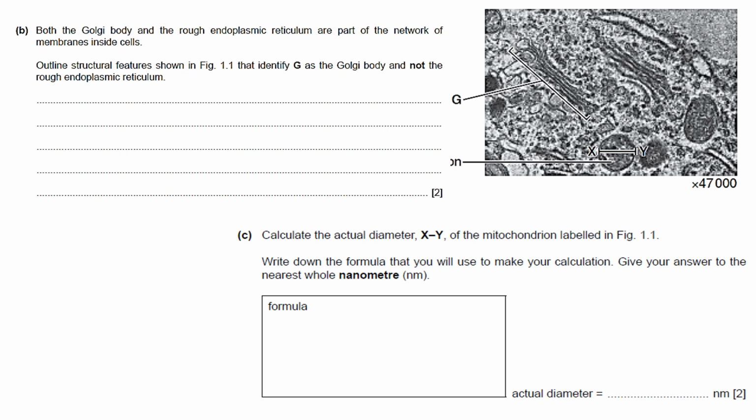Here it says both the Golgi body and the rough endoplasmic reticulum are part of the network of membranes inside the cells. Outline structural features in figure 1.1 that identify G as the Golgi body and not the rough endoplasmic reticulum. When you look here at G, I already said on the previous slide that G was the Golgi body. The difference between the Golgi body and the endoplasmic reticulum is that the Golgi body is not continuous. You have these fluid-filled sacs that look something like this, but they are not connected to each other.